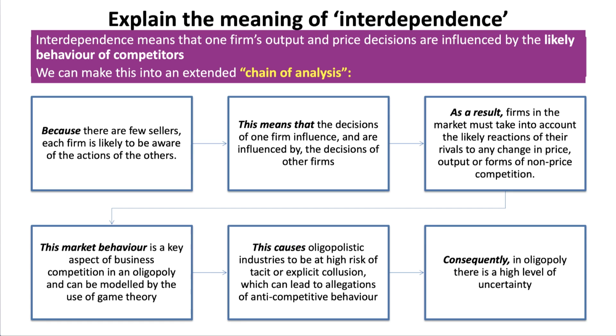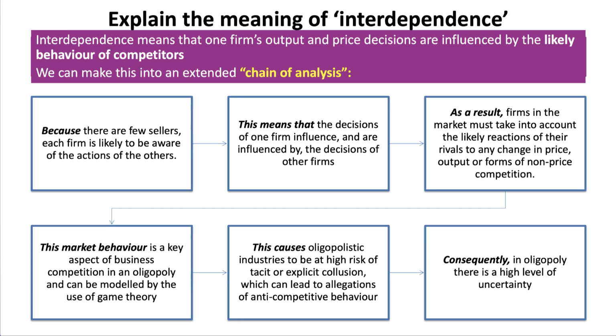So let's have a look at what the term interdependence means. Interdependence means that one firm's output and price decisions are influenced by the behaviour of competitors. And we can make this into an extended chain of analysis. Now, this is a really important skill for any writing that you do, whether it be a data response or an exam question. So let's take it step by step and unpick it. Because there are few sellers, each firm is likely to be aware of the actions of others. This means that the decisions of one firm influence and are influenced by the decisions of other firms.